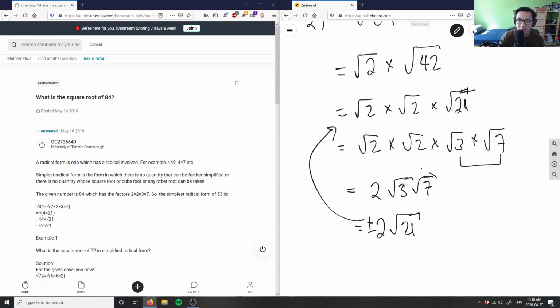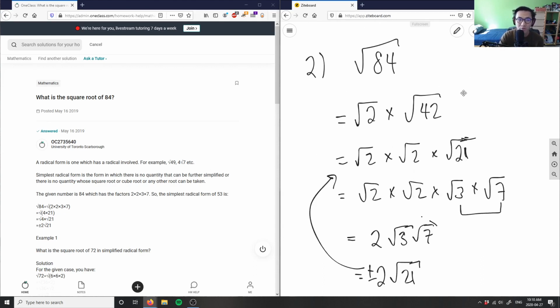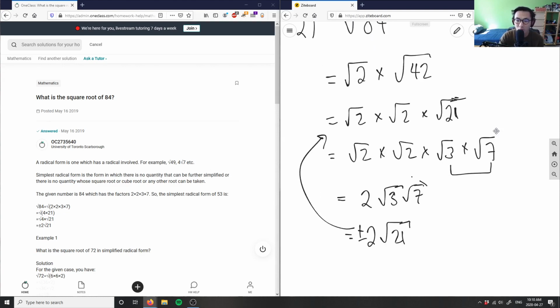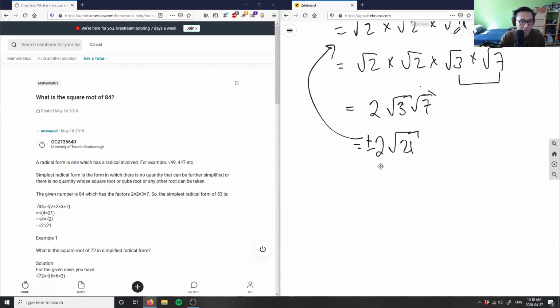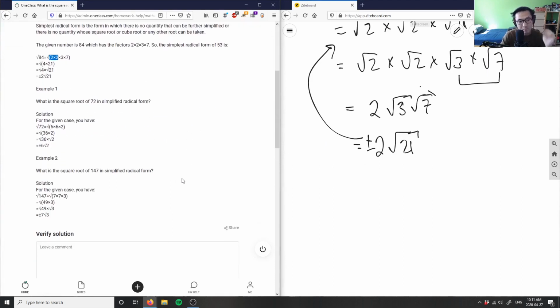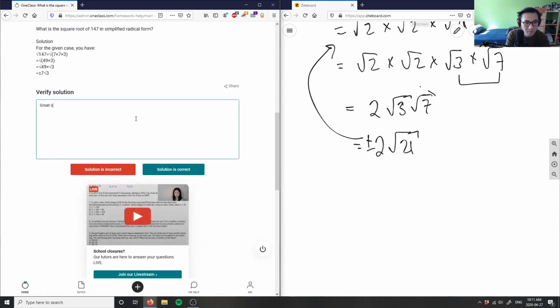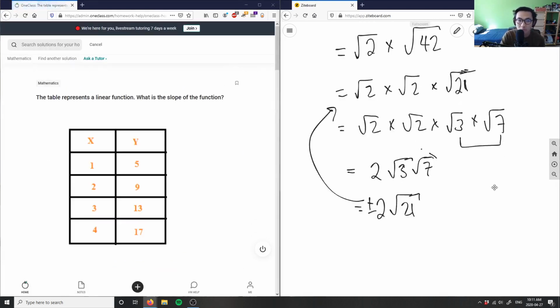So this here is our correct answer for the simplified radical form of root 84. It's 2 root 21, or plus or minus 2 root 21. And here, they got a correct result. They simply wrote the prime factorization out, and they just took 2 times root 2 times root 2, which gave us 2 here. So this here is correct. Great solution and answer. The solution here is correct.